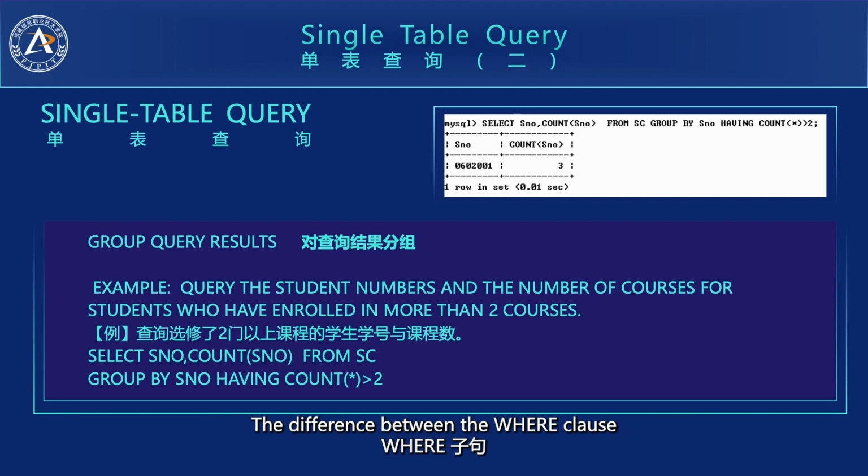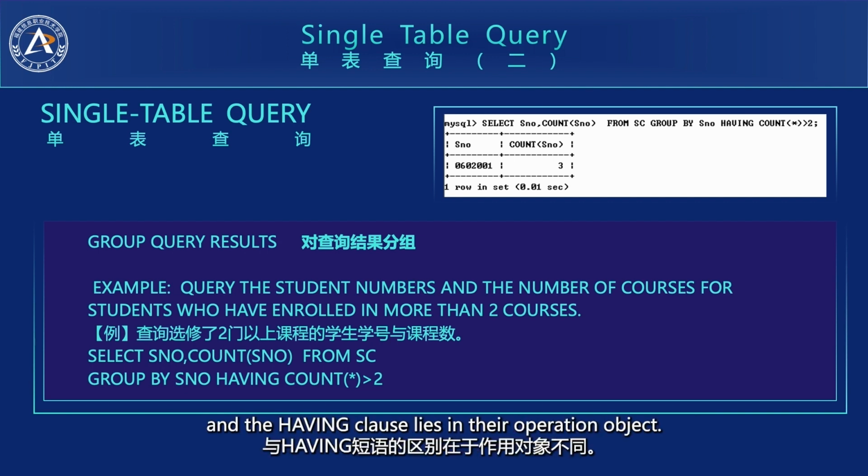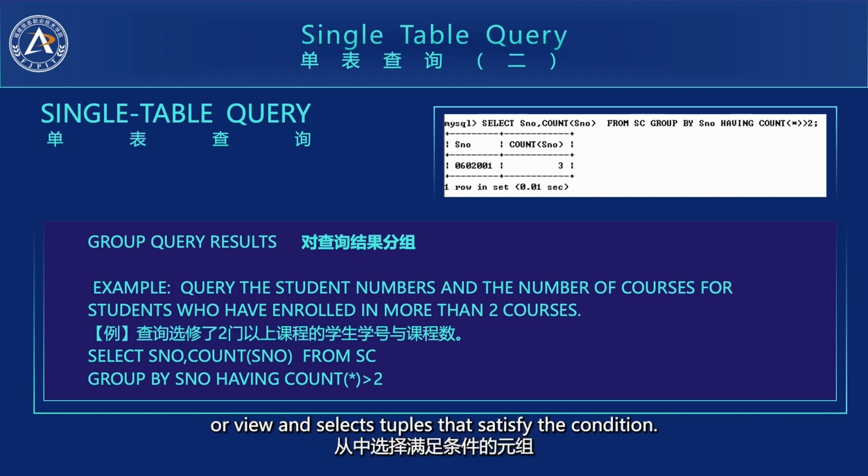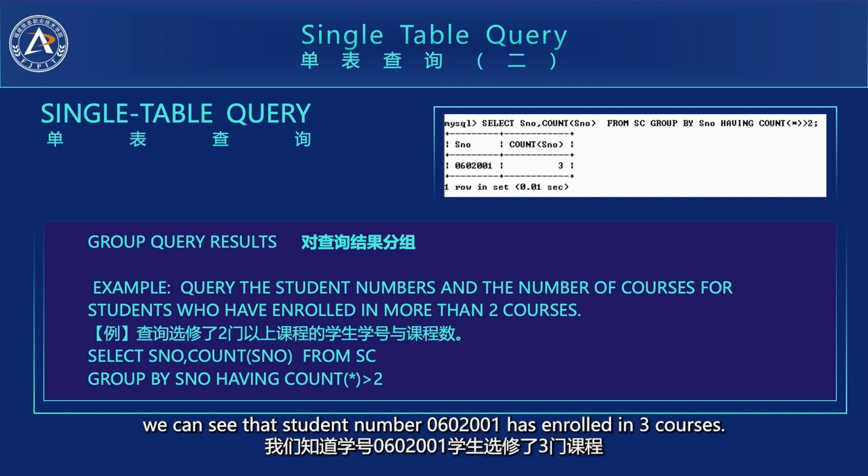The difference between the where clause and the having clause lies in their operation object. The where clause operates on the base table or view and selects tuples that satisfy the condition. The having clause operates on groups and selects groups that satisfy the condition. From the query result, we can see that student number 0602001 has enrolled in 3 courses.